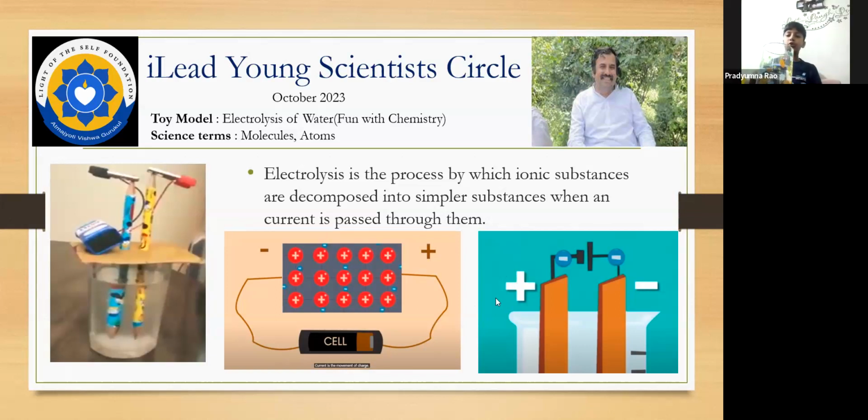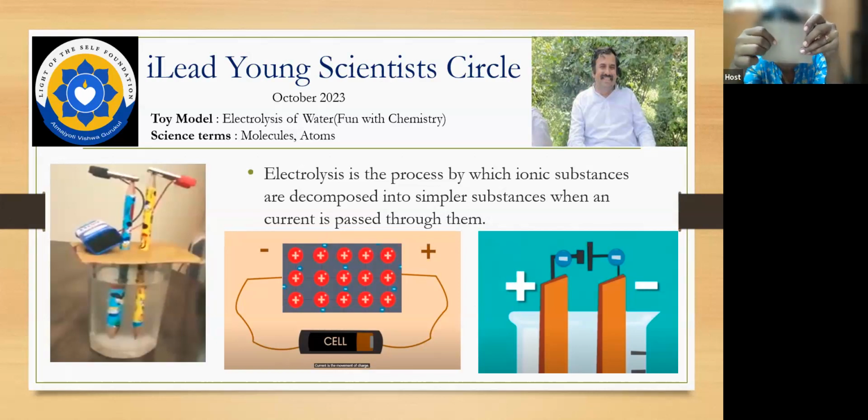Ma'am, we have to make two holes, right? Two holes. See, 1 inch between one hole and the other hole. Ma'am, like this. Yes. There should be a 1 inch difference between one hole and the other. Okay?